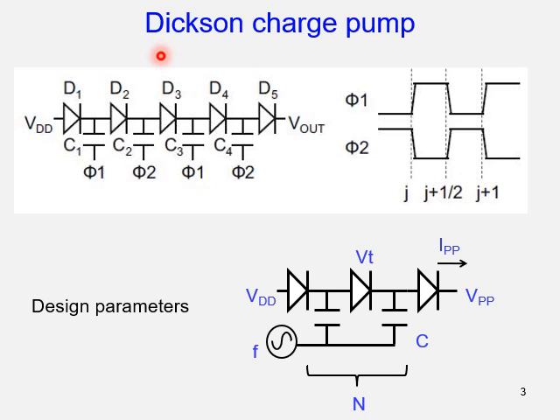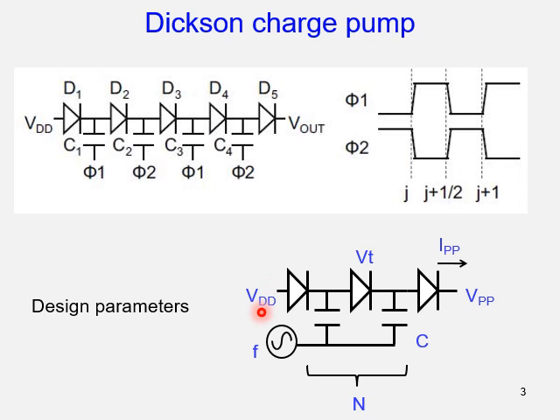Dixon shows this topology for a charge pump circuit, which is suitable for integration. The charge pump has many series diodes and many capacitors connected in parallel like this. The capacitors are driven by clocks phi 1 and phi 2, which have the two phases like this.